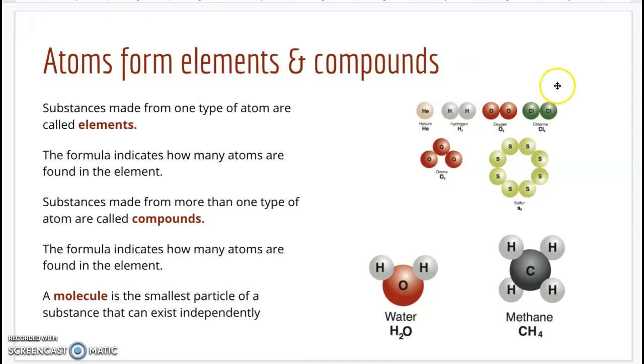Now look to the right here, you will notice that these elements are made up of just one type of atom. Take your ozone for example, only oxygen. Take your chlorine gas, only chlorine. That is what you call an element. But as soon as we add another atom into the picture, you've got what you call a compound. Take your water for example, you've not only got oxygen on its own like the ozone, but you've actually got hydrogen as well.